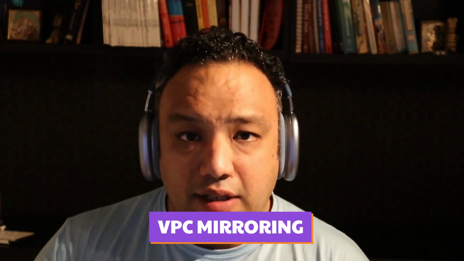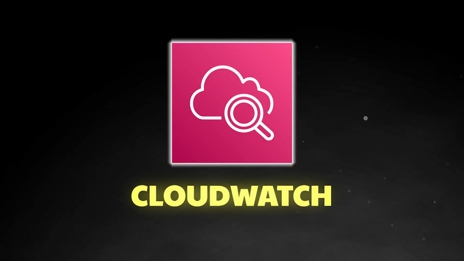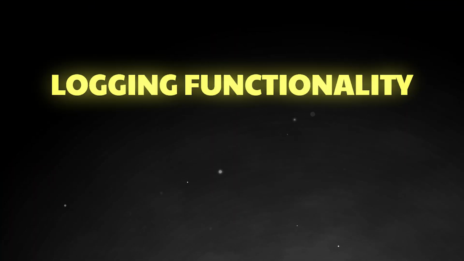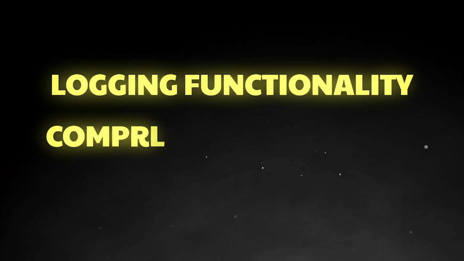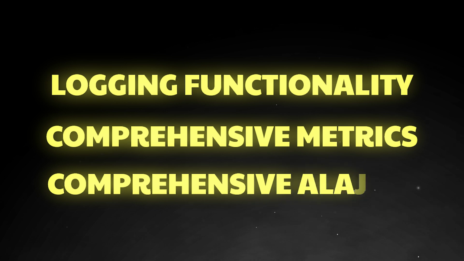At the network level, you have VPC mirroring, flow logs, and so on that allow you to capture network traffic and see whether there are some indicators of compromise there. So you have CloudTrail, which gives you control plane logs. It also gives you things like VPC flow logs that can help. All of this can be leveraged with CloudWatch, which is the time series database, the logging service that gives you not only logging functionality with AWS, it also gives you comprehensive metrics, comprehensive alarms, things like that.